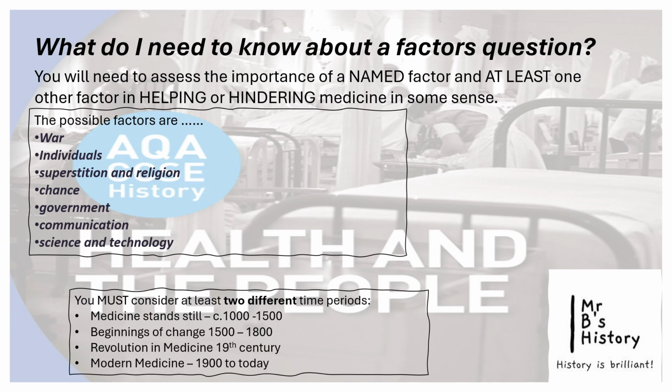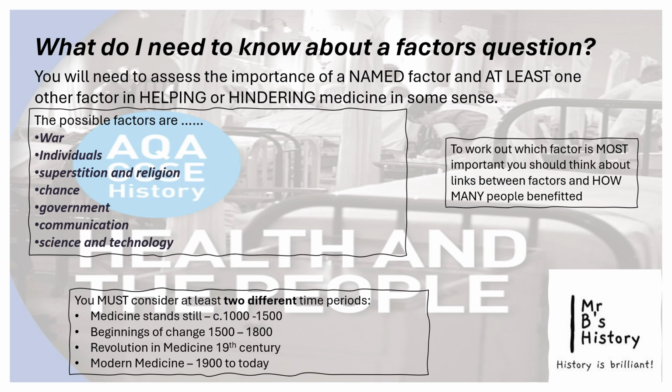And not only must you consider the named factor and one other, which could be either war or individuals, superstition and religion, chance, government, communication, science and technology, you also have to talk about at least 2 different periods of history. It's either medicine stands still, beginnings of change, revolution and modern.